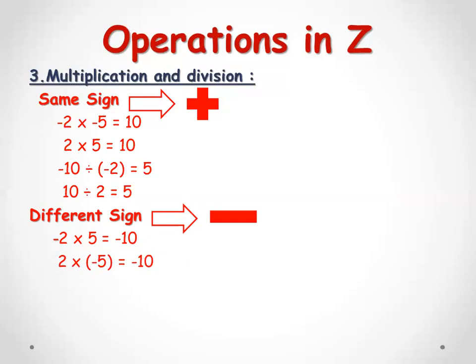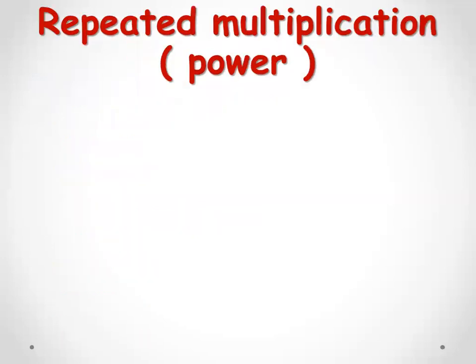Here I'm not looking for the greatest digit. I'm just looking for the sign, if they are different or if they are same. 2 times negative 5, different sign, so my answer is going to be negative. 2 times 5 equal 10. Same for the division, negative 10 divided 2 equal negative 5. 10 divided negative 2 equal negative 5.